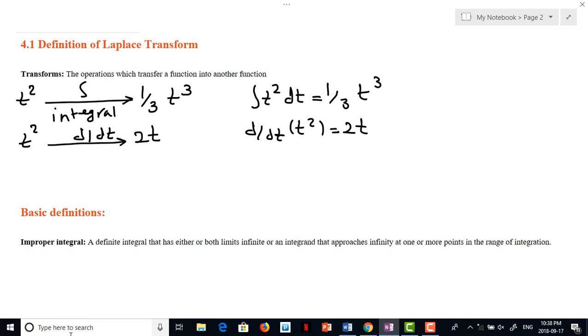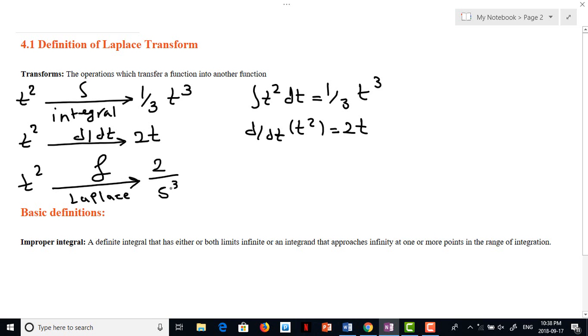For Laplace, we have a transform as well, and it transfers one function to another one. For example, for the same function t squared, if I apply the Laplace transform, I can show it like this, so it's called Laplace. It transfers this function to this function, 2 over s cubed. So t is one variable, s is another variable.